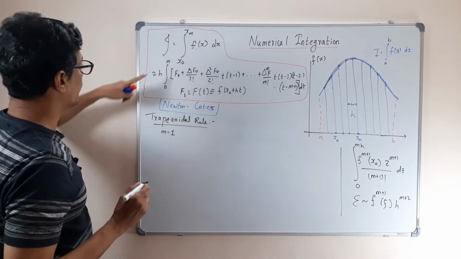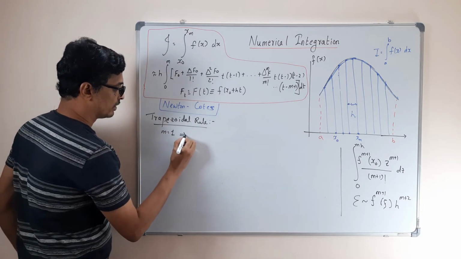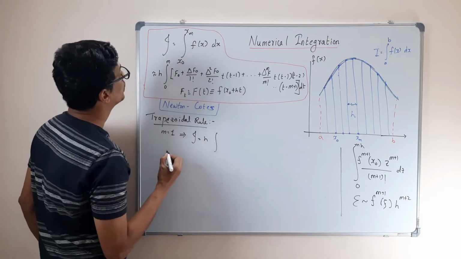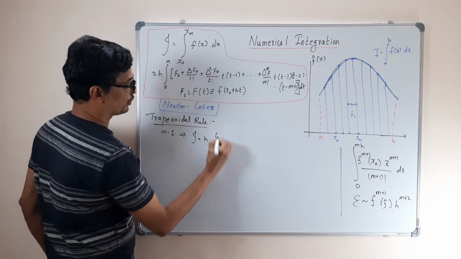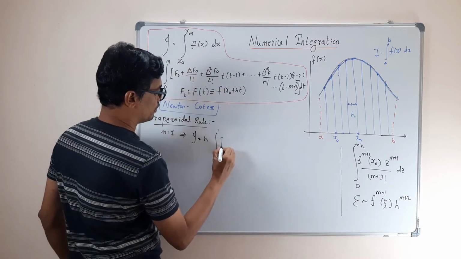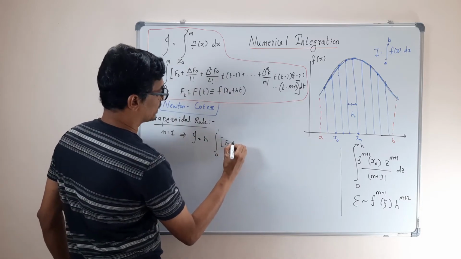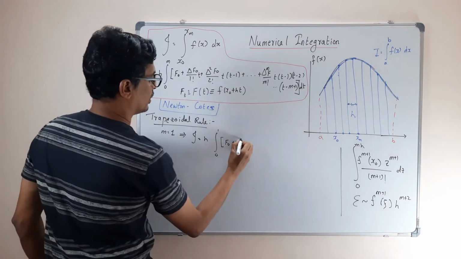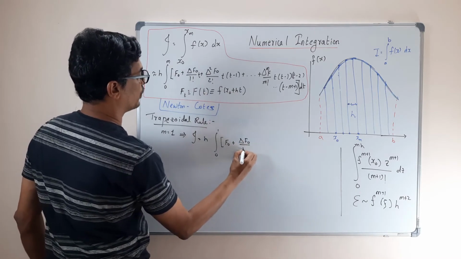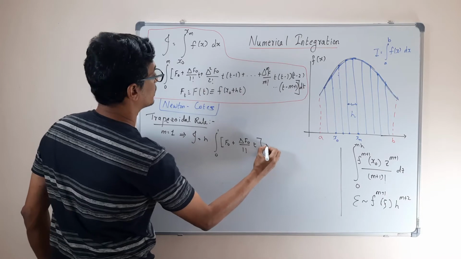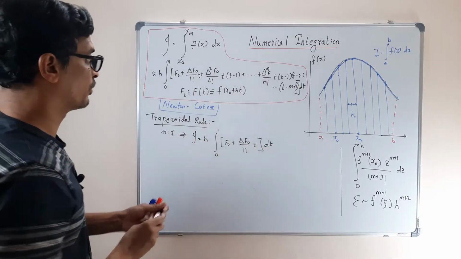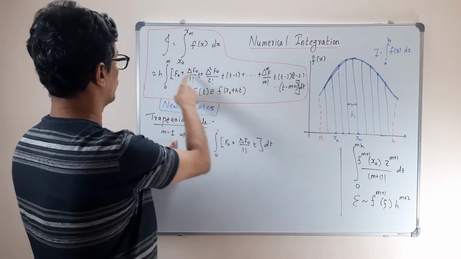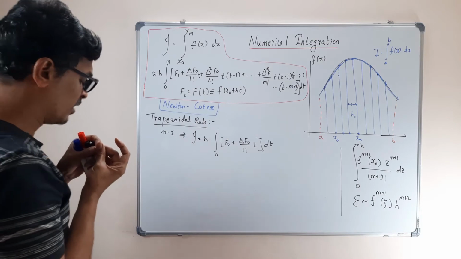When m equal to 1, this integration I will become h into the integral from 0 to 1 of f0 plus, I missed something here, sorry, this t is there, delta f0 by 1 factorial into t, that's it. All other terms vanish, because when you put m equal to 1 here, it stops at t. So of course, only these two terms will survive.